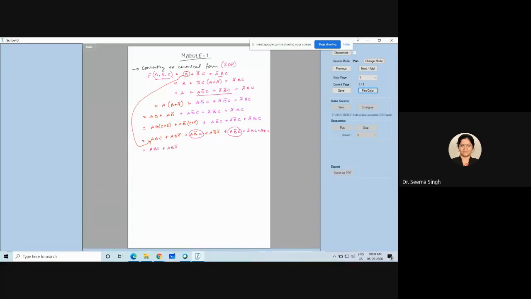If anything is common, you have to write it only once. You need not write it two times, because you remember Boolean algebra, A plus A is A only. So this term plus this term is equal to this term only. So I need to write it once only. Now I have all my terms with me with no repetition.